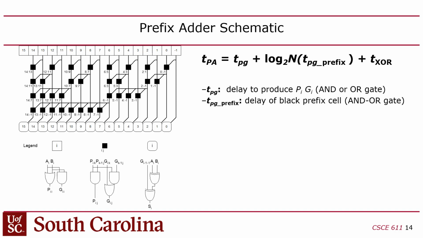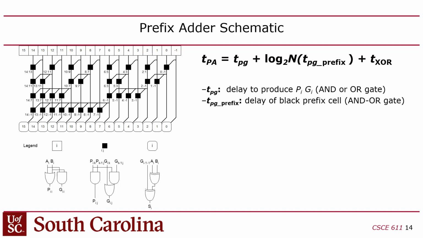So what ends up happening here is that the time for this is the time to calculate the initial propagate and generates, this little circuit, plus log base 2 n, where n is the number of bits. So if it's a 32-bit adder, there's only 5 stages you go through.